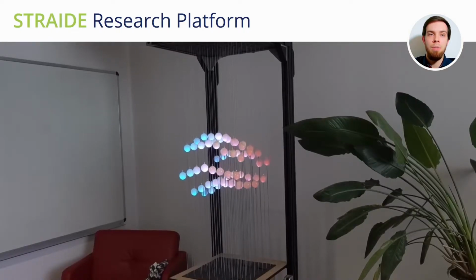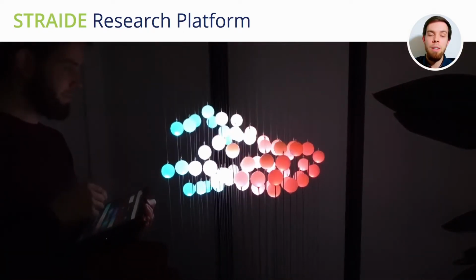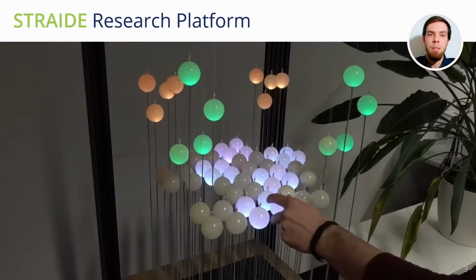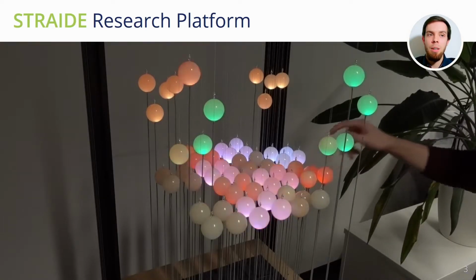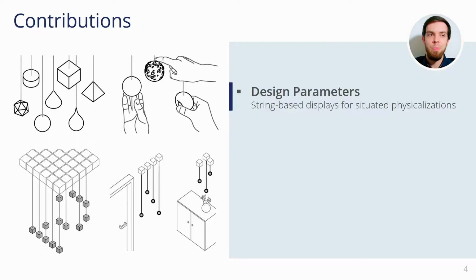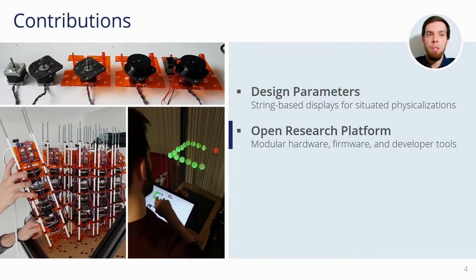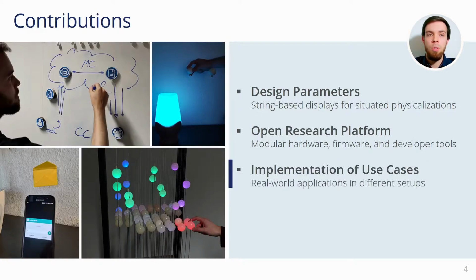STRAIDE allows to prototype and evaluate spatial displays with string actuation. We developed modular hardware made from readily available components and added functional elements to create interactive physical user interfaces. To further ease the application development, we additionally provide a set of easy-to-use software tools. In detail, our main contributions are a design rationale for string-actuated spatial displays in everyday spaces, and a comprehensive research platform with modular hardware and tailored firmware and software. We demonstrate the usefulness of our toolkit in different real-world scenarios. And in the paper, we also evaluate insights from our iterative development and discuss feedback from application developers.